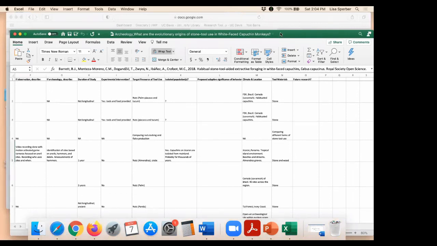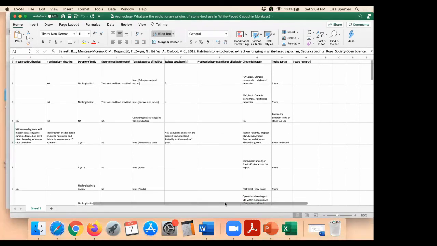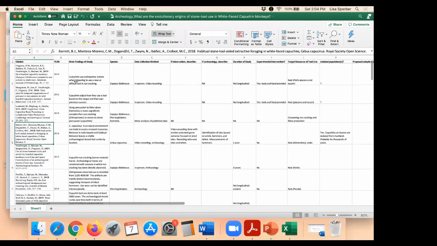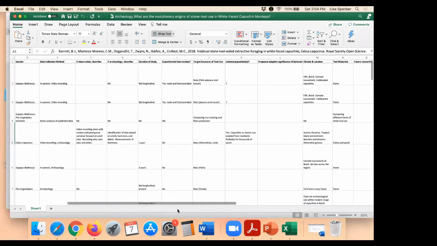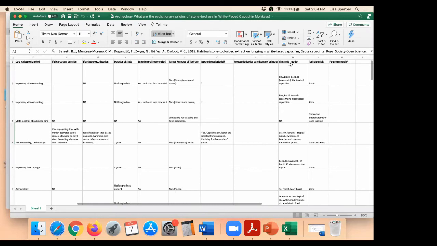So let me scroll over. Okay. So again, on the left, you start with the basic columns, right? The study, the year, the main findings. And then you start to break down, well, what will be useful for me to compare across studies? So I'll just read a few of them: the species, the data collection methods, and then very specific to her topic, is this an isolated population? The proposed adaptive significance of their behavior. It became relevant for her to look at climate location and tool materials.